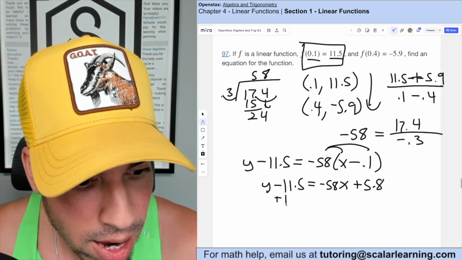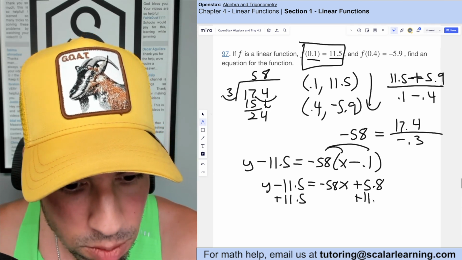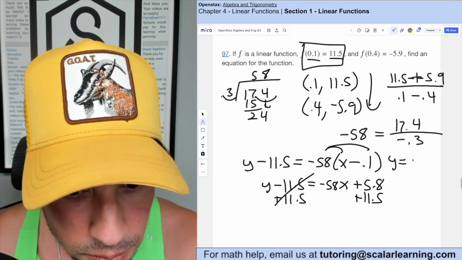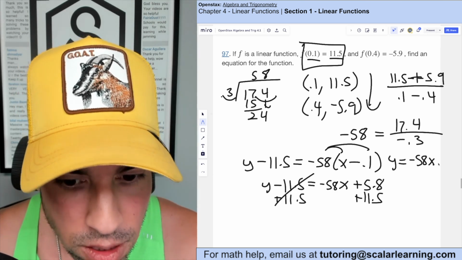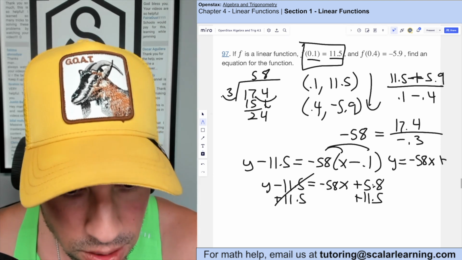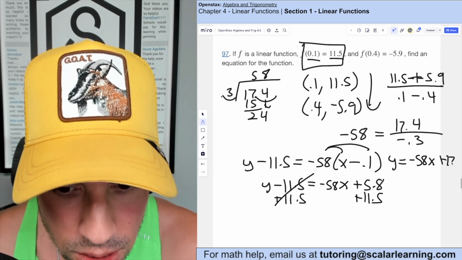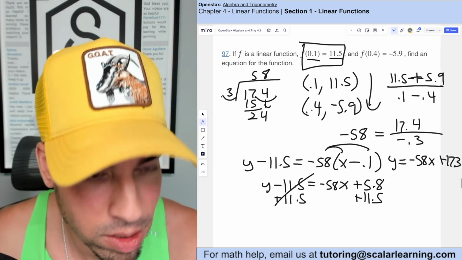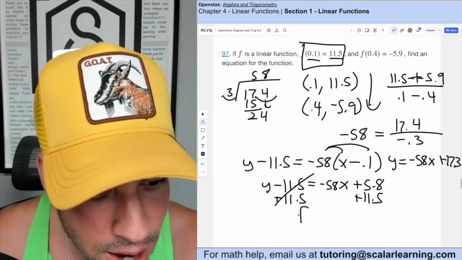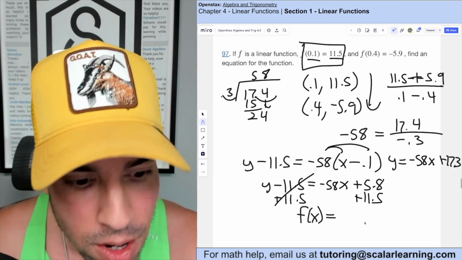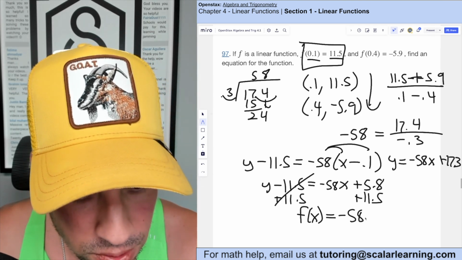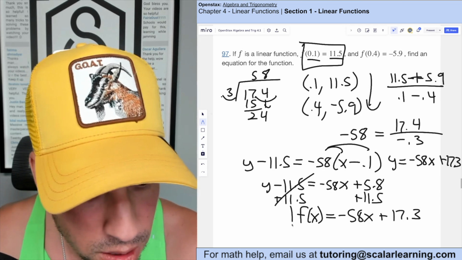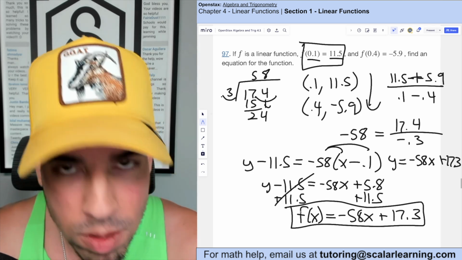Last but not least, we're going to add 11.5 to both sides, and we get y equals negative 58x plus, and then 11 plus 5 is 16, plus 1.3 is 17.3. Now, in final function format, because it said f is a linear function, it should be written as f of x instead of y, same thing. f of x equals negative 58x plus 17.3 for the win. Boom, done.